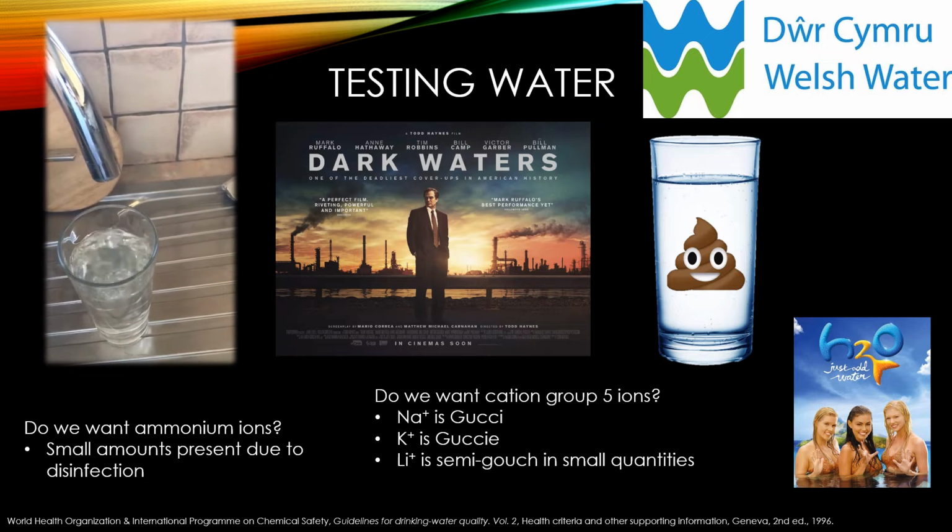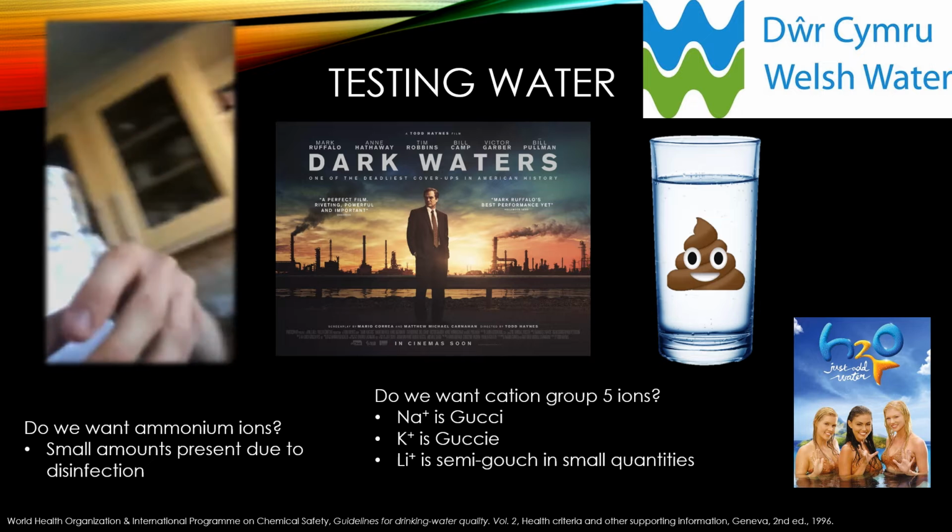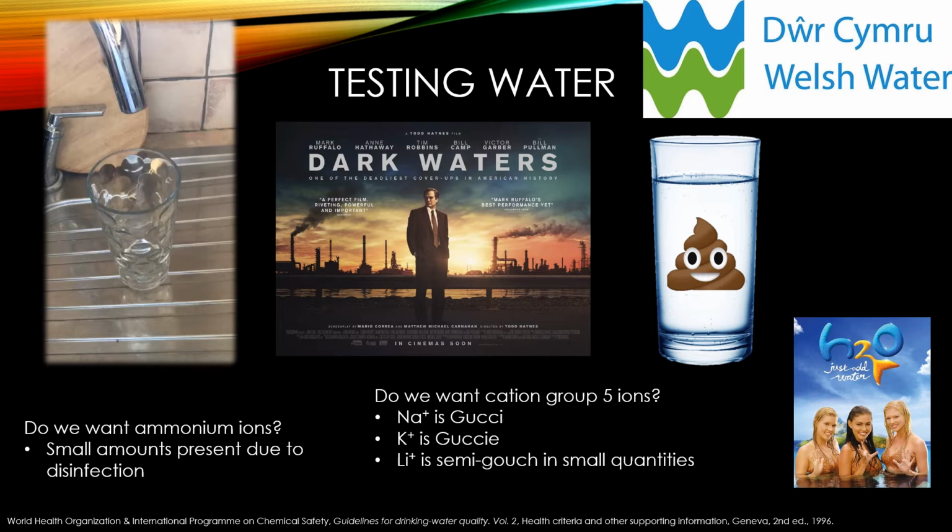More specifically on the ions that we'll be looking at, which are ammonium ions and cation group 5 ions. With ammonium ions, we don't want too much in our water, but there's always a small amount present due to disinfection and purification of our water, and this small amount is normally in the very small quantities of parts per million. And then with group 5 cations, which include sodium, potassium, and lithium.